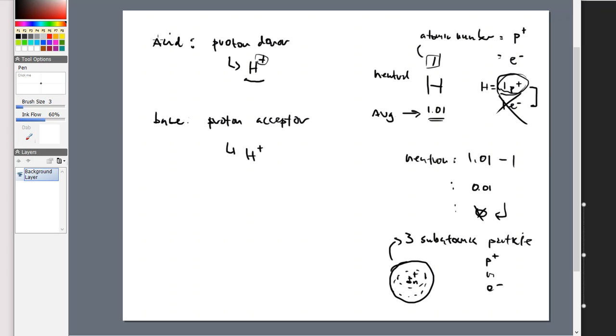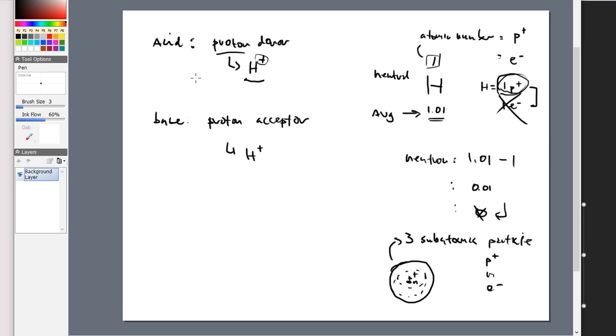So that is why we say an acid is a proton donor and a base is a proton acceptor. The proton name is coming from just simply a proton as far as subatomic particle goes, but we write it as H plus because it really is hydrogen that has lost an electron at this point.